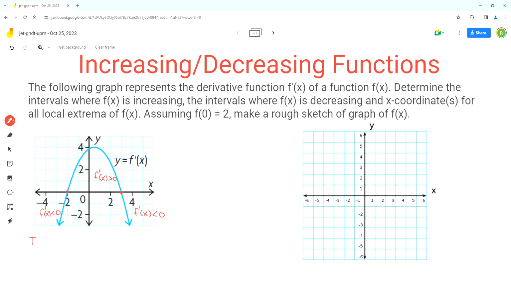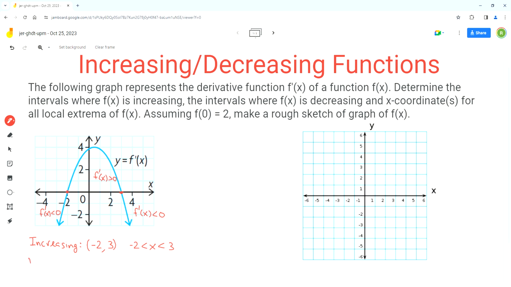So let's start with the increasing intervals. As we know, a function increases in intervals in which f prime of x is greater than 0. In this case, that interval is from -2 to 3. So in interval notation, we can write that as (-2, 3). In inequality notation, we can write this as x is greater than -2 and less than 3. So in this case, there is only one interval over which function f of x is increasing.